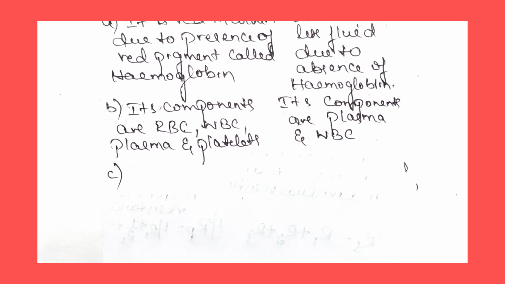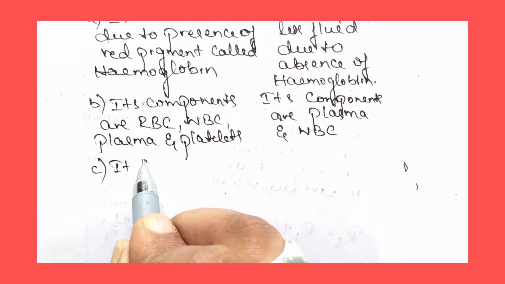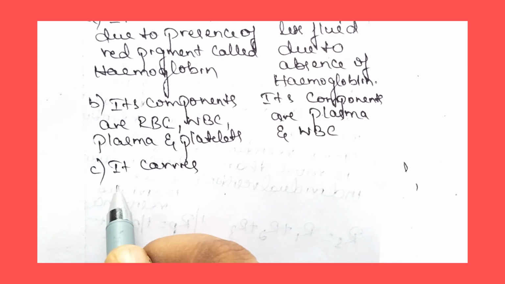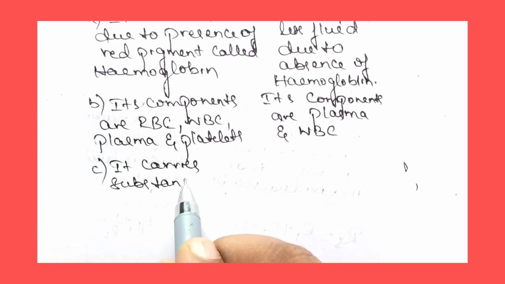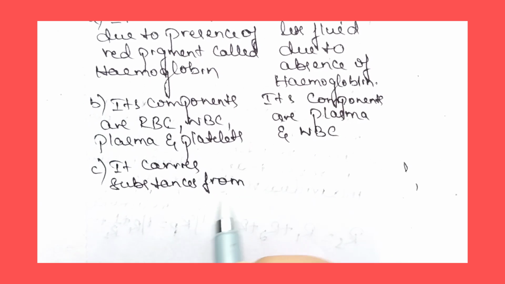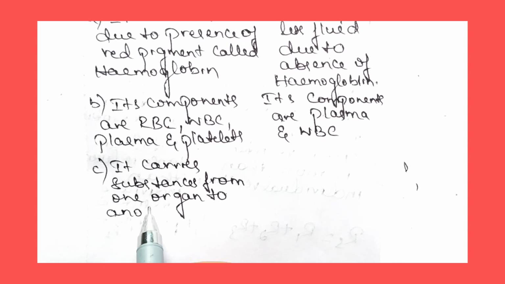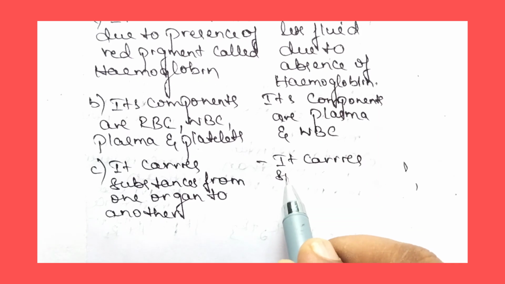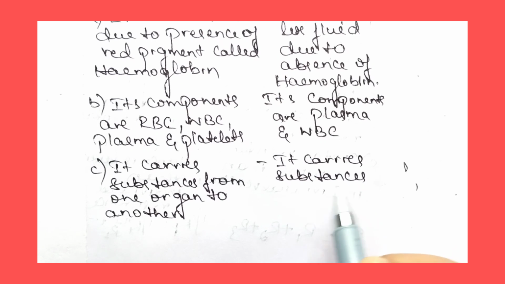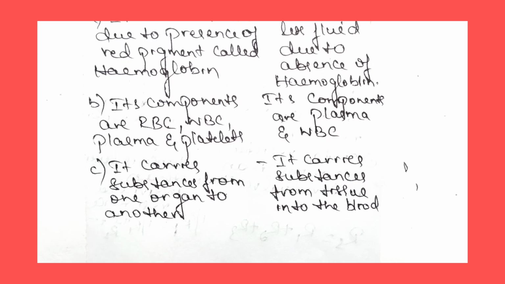Next, the third one. The third difference: blood carries substances from one organ to another. Lymph carries substances from tissue into the blood.